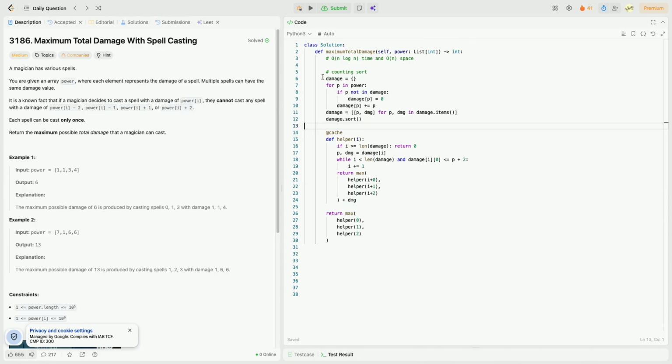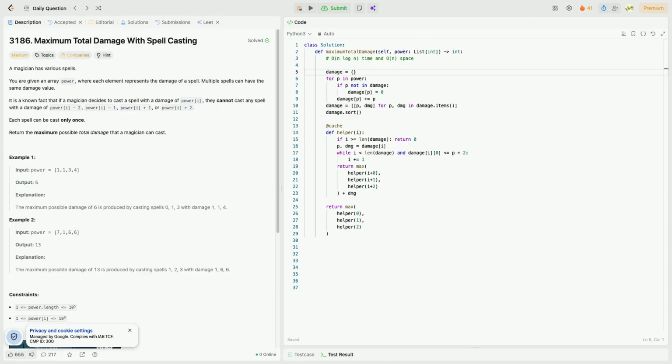I wonder if there's another way to solve this without the counting sort in the beginning. There probably is. Then you would just have to iterate in your while loop and check, whenever, I guess, P is the same as damage at the index, then you would add that to your damage value. Right, so then actually, why not? We should probably try this. So we sort these damage values.